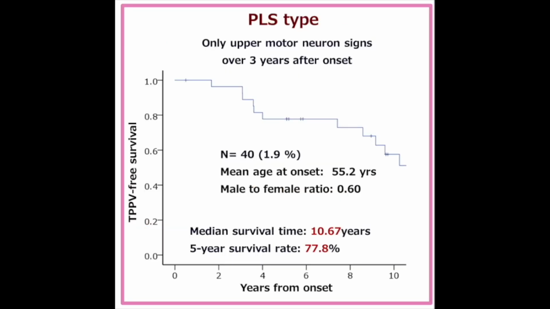And this is the data of the PLS type. The definition is only upper motor signs over 3 years after onset. And the mean age at onset is around 55 years old, and the median survival time is more than 10 years, and 5-year survival rate is 77.8%. So if the PLS clinical trials are realized, we can inform through the JaCALS homepage website.